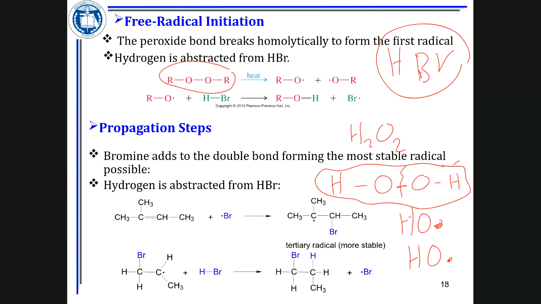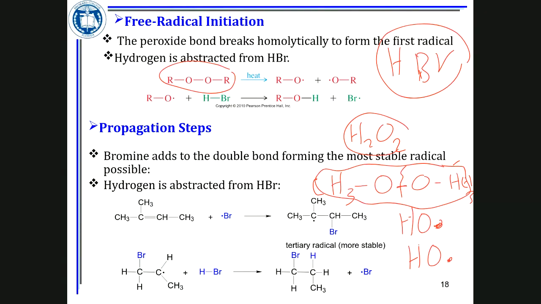So when you say peroxide, you're not talking about hydrogen peroxide, you're talking about alkyl peroxide. So instead of the hydrogen, you have a CH3 and CH3 here. So it doesn't have to be hydrogen peroxide always. When you say peroxide, it is alkyl peroxide or hydrogen peroxide.